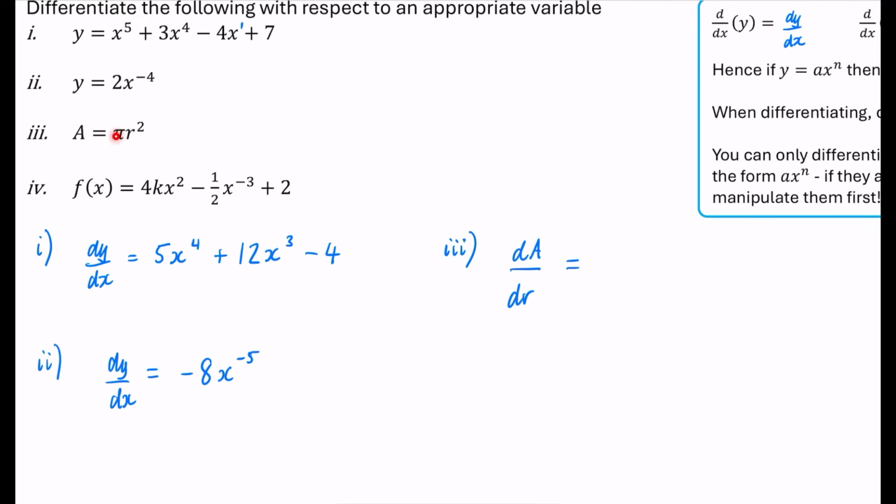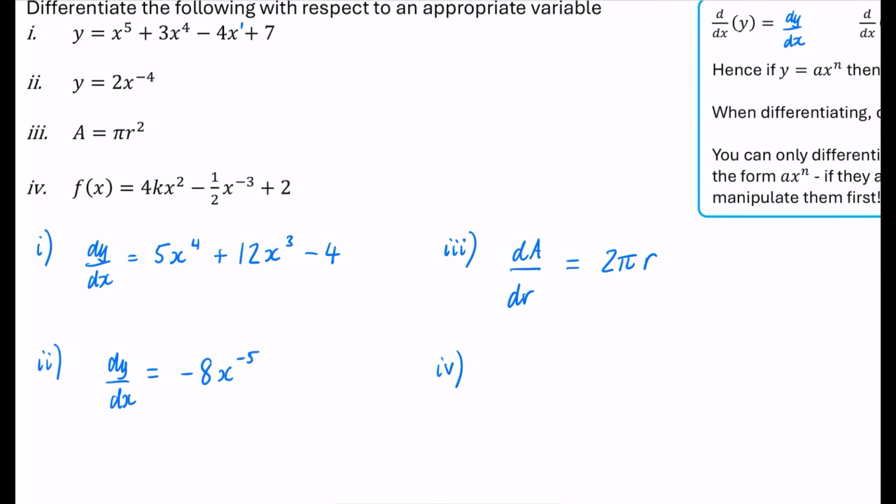So pi is just like a number. I'm going to take that 2 and pull it down so it becomes 2 pi, and I'm going to have r. I'm going to reduce it from r squared to r to the power of 1. So actually we get that dA by dr is 2 pi r, which should look pretty familiar, right? We've got the area of a circle, and then we have the circumference, which is pretty cool.